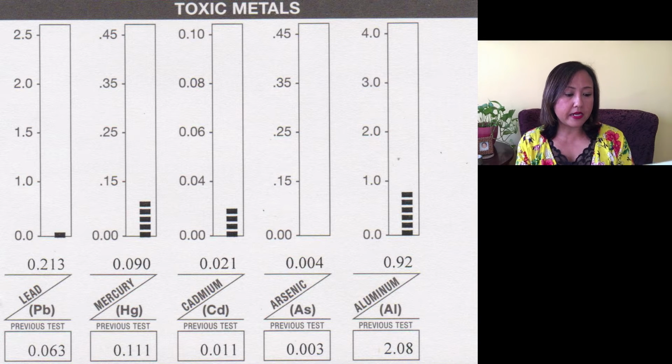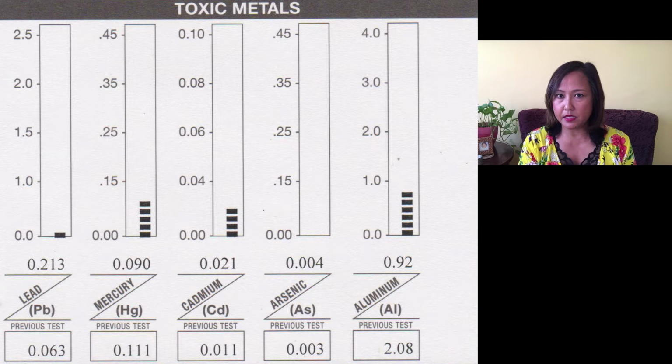All right, so when he first came to see me, we took a bit of his hair and sent it to the lab. When the results came back, if you look at the toxic metals portion of this report, you will see that the bottom box says lead is at 0.063, mercury is at 0.111, arsenic is at 0.003, cadmium is at 0.011, and aluminum is at 2.08. So this was his baseline measure when we first did the test, maybe about 6 months ago or so.